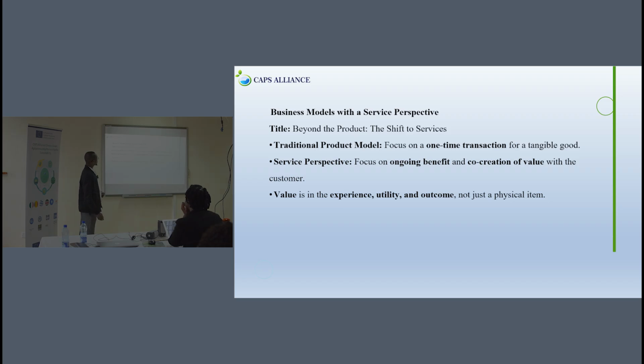Now, a business model with a service perspective. Under this, we want to go beyond the products. The traditional model used to focus on a one-time transaction. I will just sell you this thing and get whatever I get, that's all. But now, under the service perspective, you need to focus on the ongoing benefits of whatever you are selling. And the value is experience. You need to engage the utility as well as the outcome.